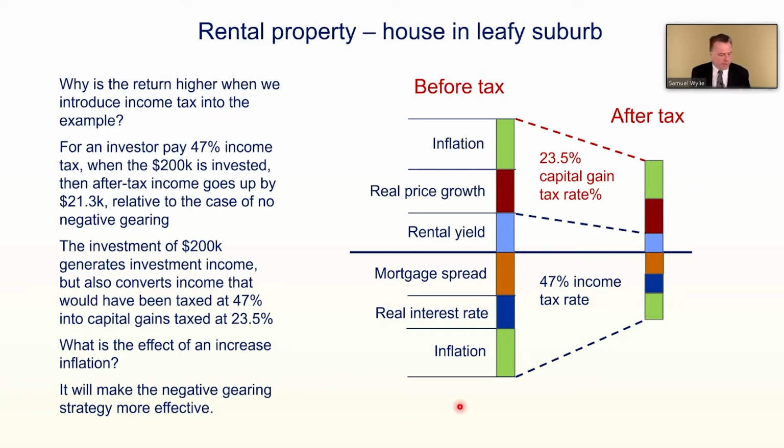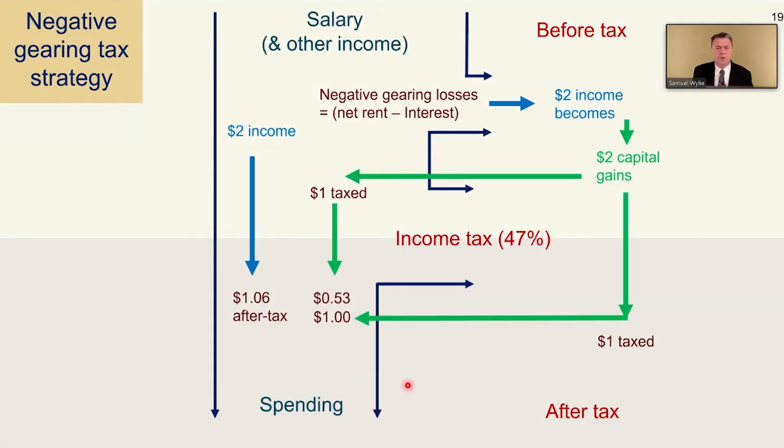So in general, inflation is helpful for negative gearing. I know that sounds paradoxical as well, but it's just the nature of it. It's just the rude arithmetic of it.